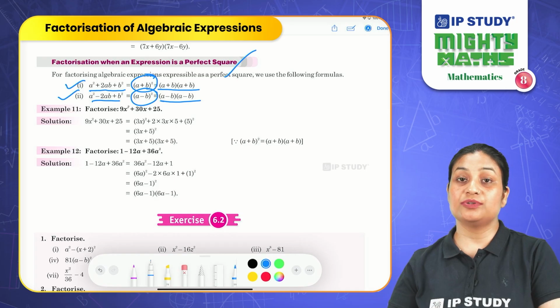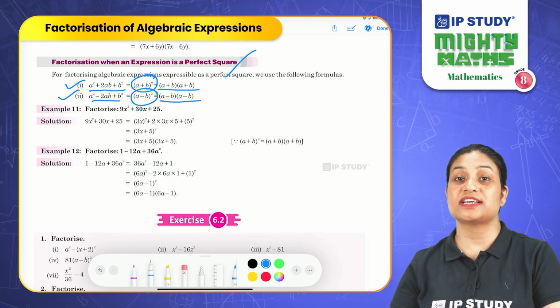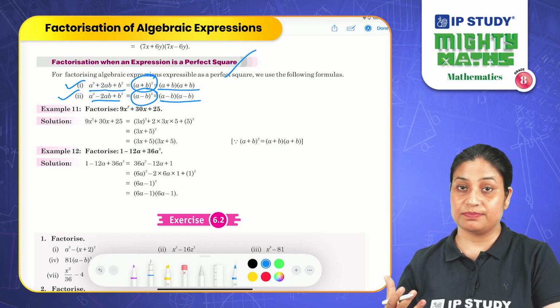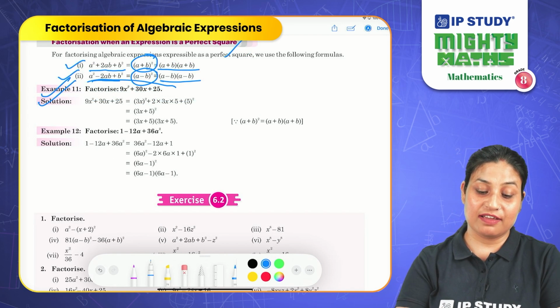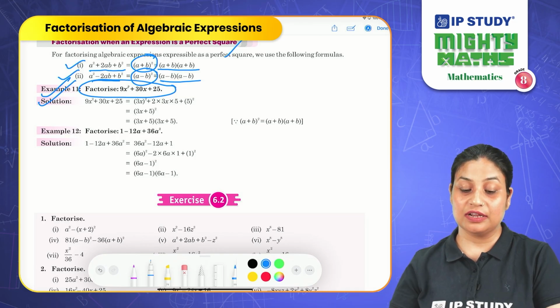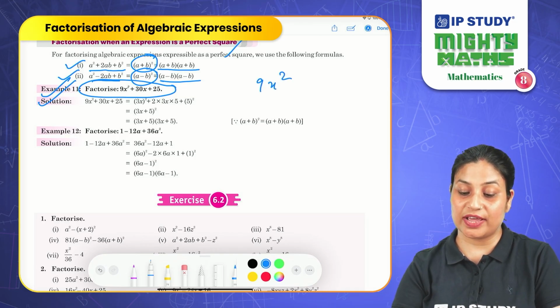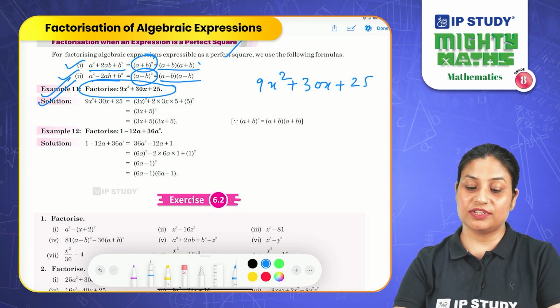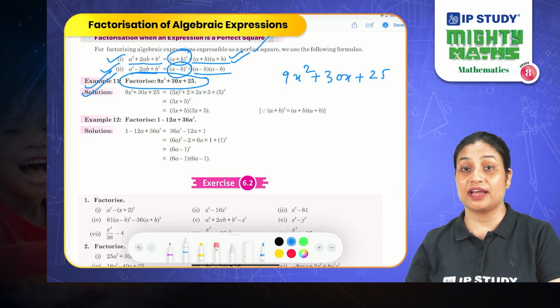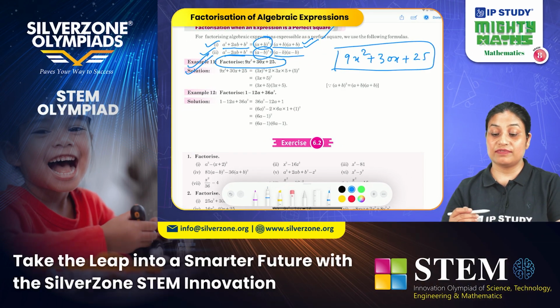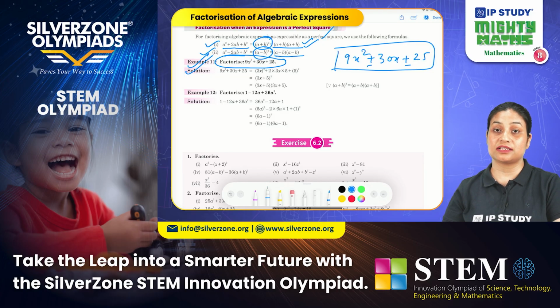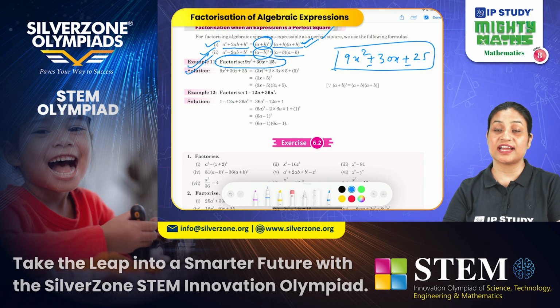So, in order to understand how we can use this identity to factorize an algebraic expression, let's take example number 11 over here. In example number 11, we have to factorize this expression. Here we have 9x square plus 30x plus 25. So, according to the first identity, we can see each and every term is connected by a plus sign, right? And in this algebraic expression that we have to factorize, we also have all the signs plus. So, it means we can try to apply this identity over here.